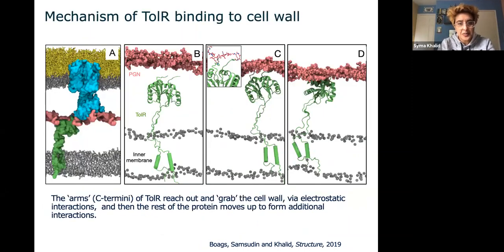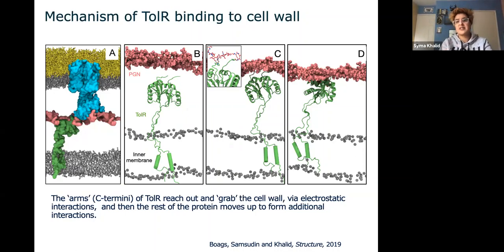But I think perhaps what's nicer is we were able to show how the binding occurs. When we ran the simulations, we placed the protein just beneath the cell wall, so it wasn't interacting. As the simulation progressed, we saw these terminal regions of the protein, if you like, almost reach up and grab hold of the cell wall and then pull the rest of the bulk of the protein up a little bit so they form their full complement of interactions.